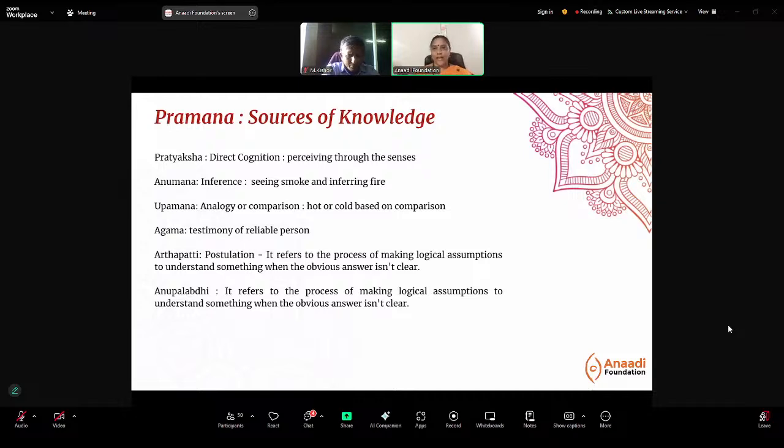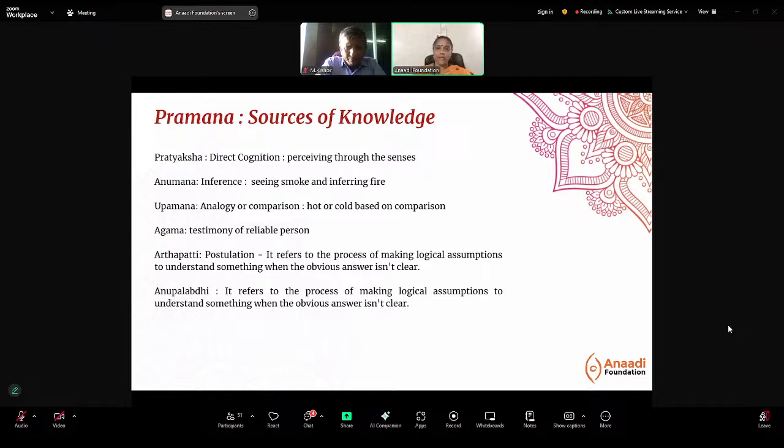Upamana, or analogy or comparison. You take two things and say this is dark red, this is light red, right? Or you take something, this is fast, this is slow, this is hot, this is cold. So you make your studies based on comparison.